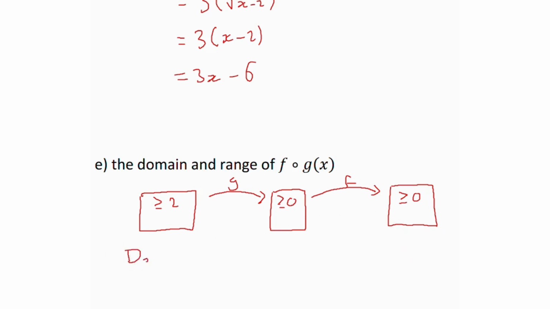So our domain is going to be all values of x such that x is bigger than or equal to 2. And our range is going to be all values of y such that y is bigger than or equal to 0.